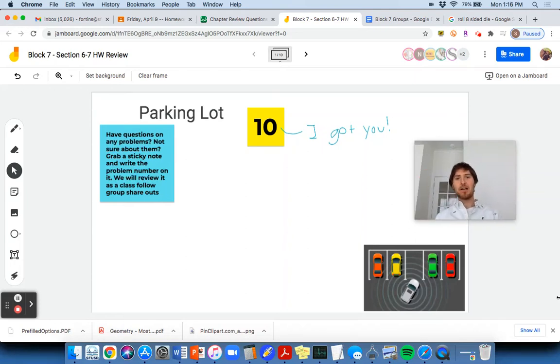All right, hey, Mr. Fortin here, and I got you on this one. Number 10, somebody put this on the parking lot here in block 7. Thank you for putting it up here.